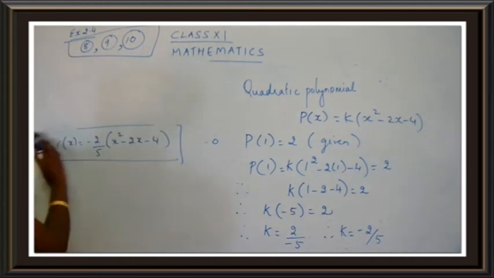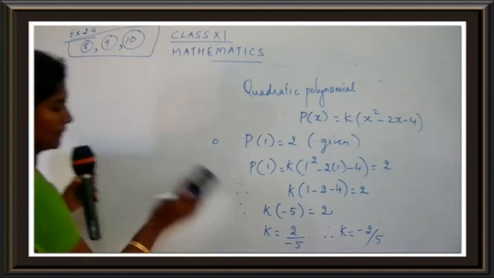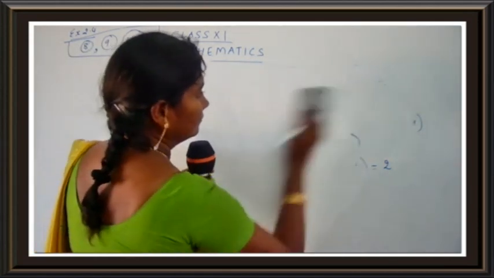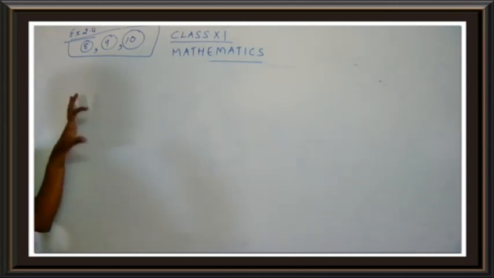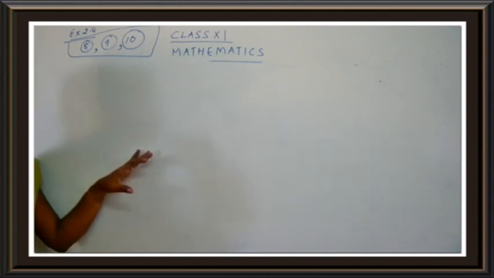Let's go to the third sum. Let's take the third question. If alpha and beta are the roots of the quadratic equation x square plus root 2x plus 3 is equal to 0, form a quadratic polynomial with zeros 1 upon alpha, 1 upon beta. In the previous case, we had been given the condition p of 1 is equal to 2, so we solved for the quadratic equation and also continued for the quadratic polynomial.